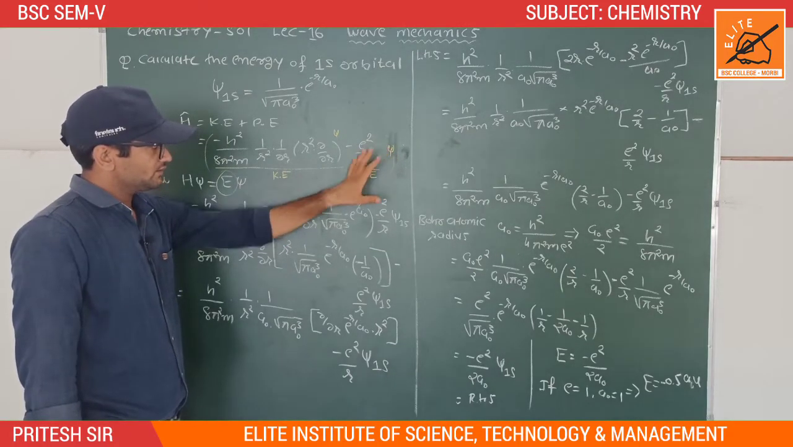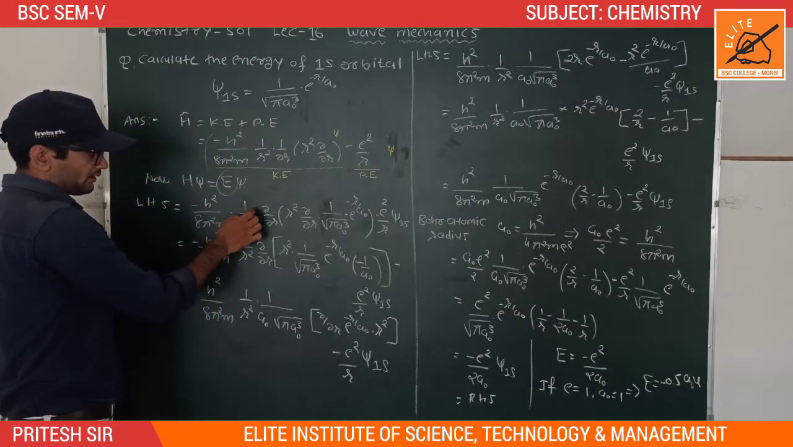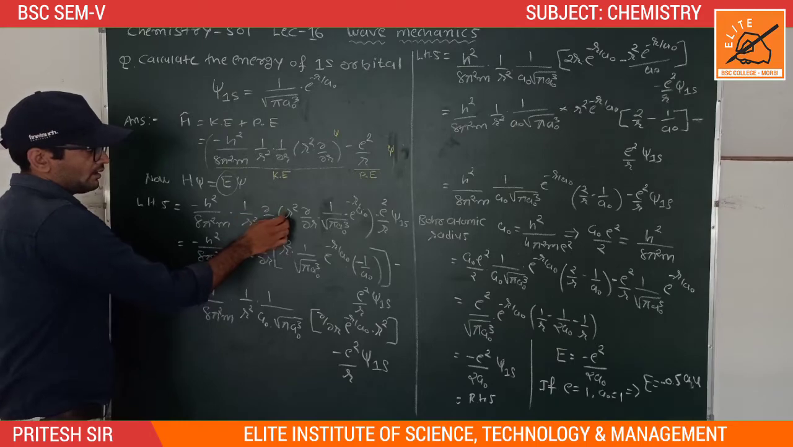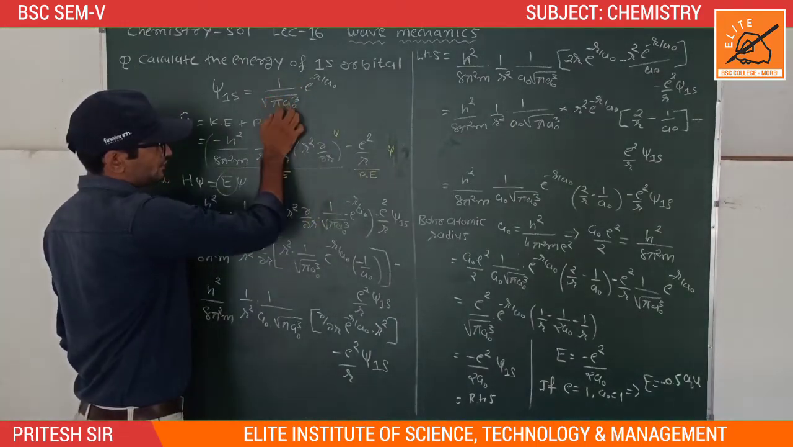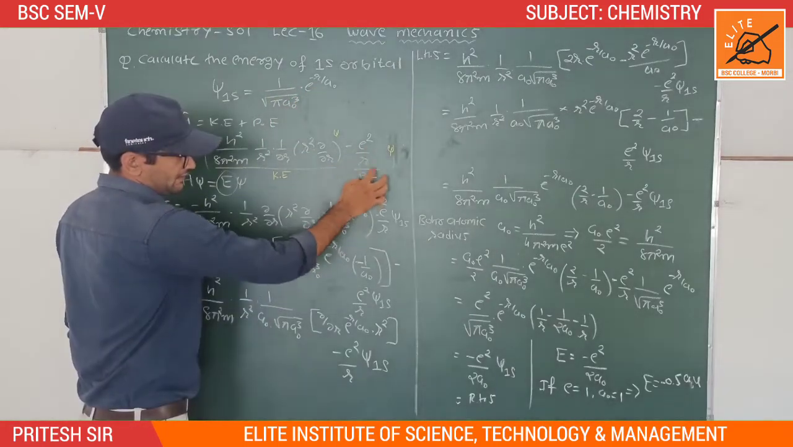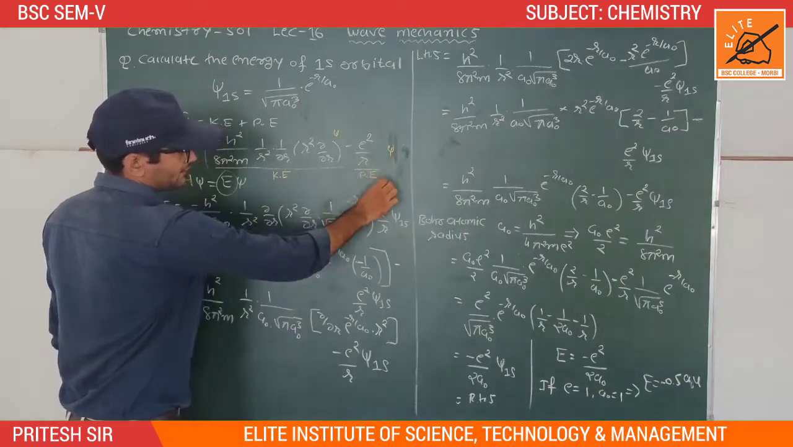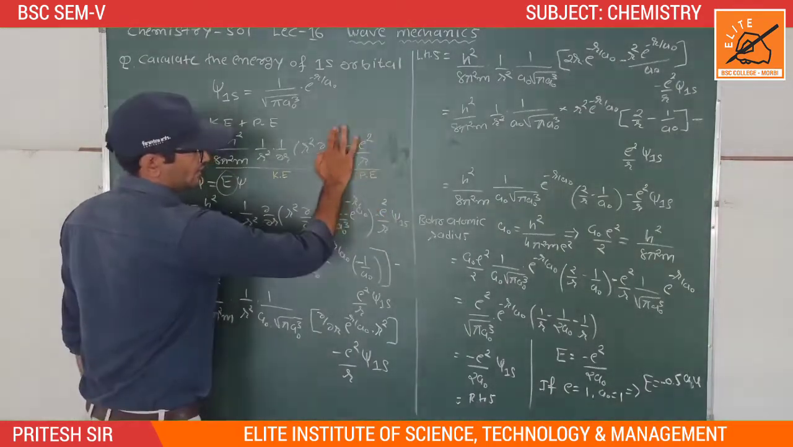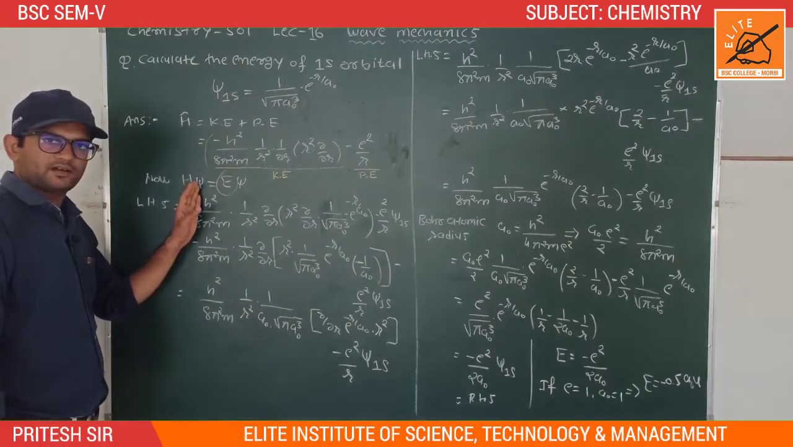Okay, so first minus h square upon 8 pi square m, 1 upon r square, del by del r, r square del by del r, and the value of psi is equal to 1 upon under root pi a0 cube into e to the power minus r upon a0, minus e square upon r. Psi 1s remains as it is. Okay, so first multiply the Hamiltonian operator with the function psi.